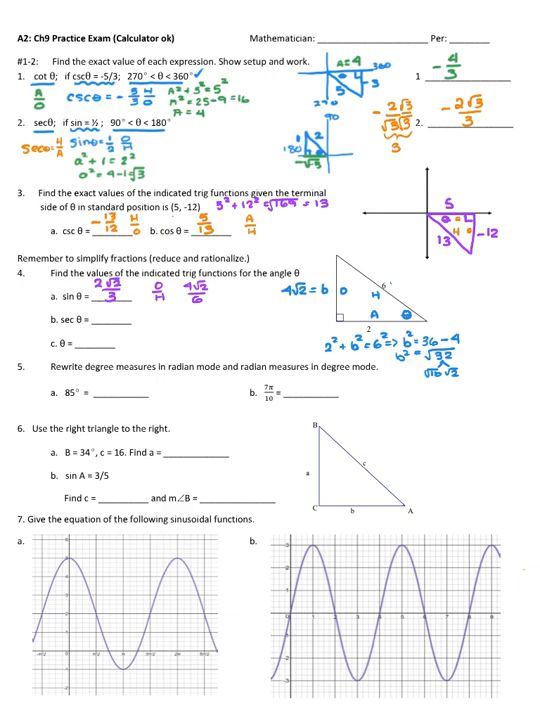And my secant is the hypotenuse over the adjacent. So that's 6 over 2, which reduces to 3. Now, to find the measure of theta, that's up to you.